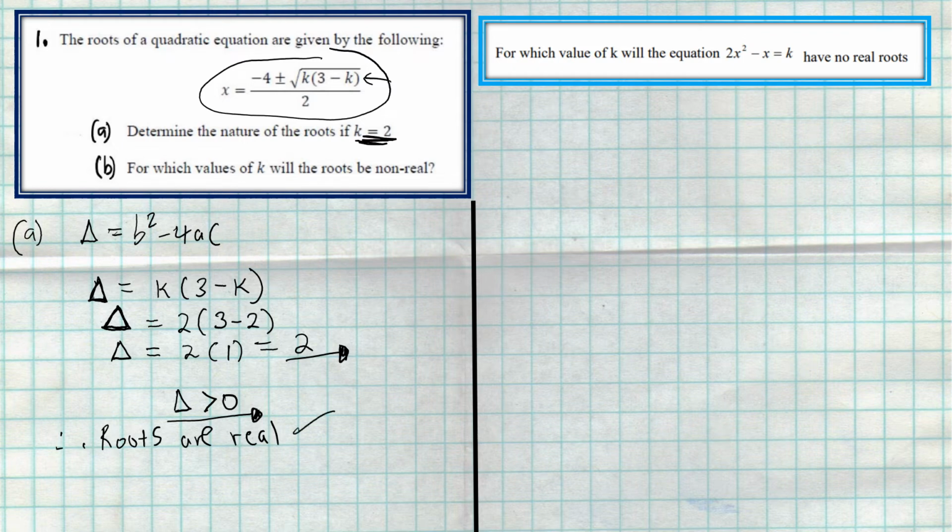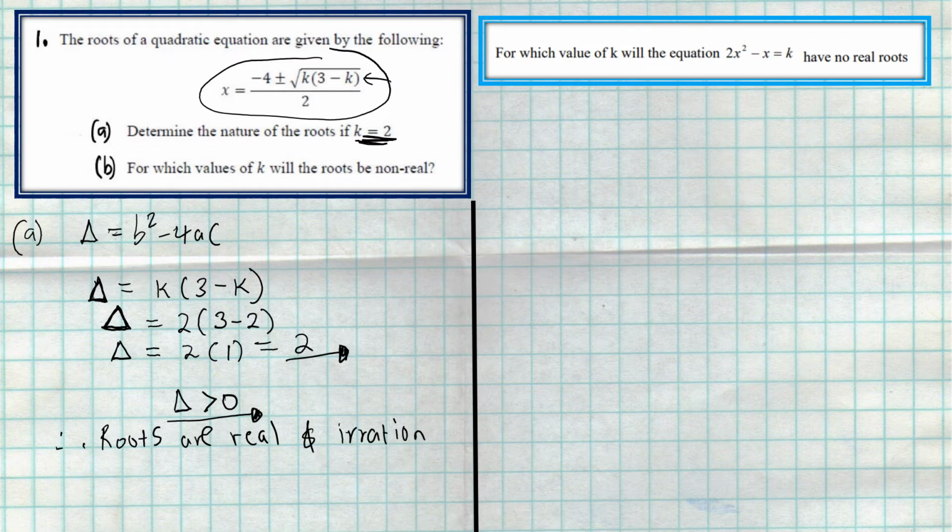But for real, we can have two types: rational and irrational. How do we determine? If it's rational, delta is a perfect square. If it's irrational, delta is not a perfect square. So is 2 a perfect square? No, 2 is not a perfect square. So the roots will be real and irrational.